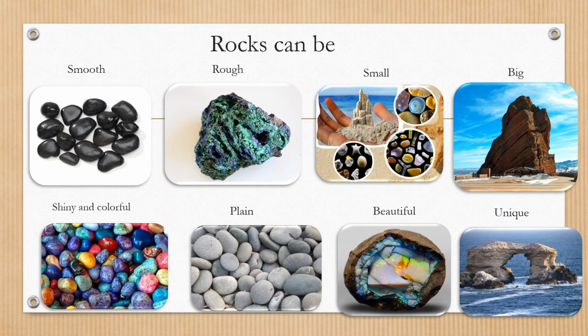Some rocks can be super big. If you notice, on the ground there is a person and there is a huge rock. So it's just to show you how big rocks can be. On the other hand, rocks can be shiny and colorful. And the most common, maybe when you go to rivers or to the countryside, you see plain rocks. Some rocks can be beautiful.